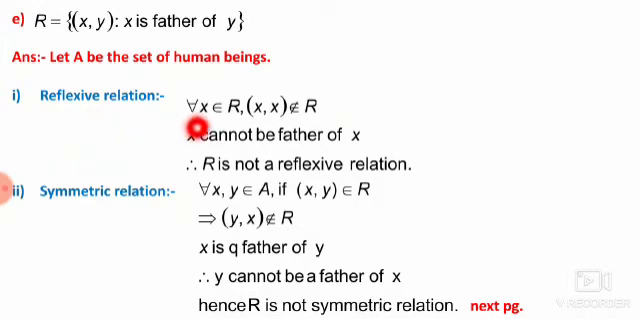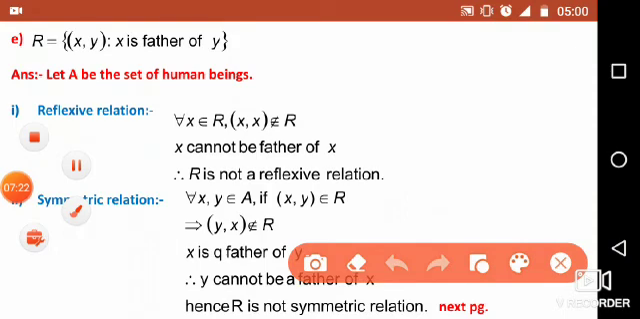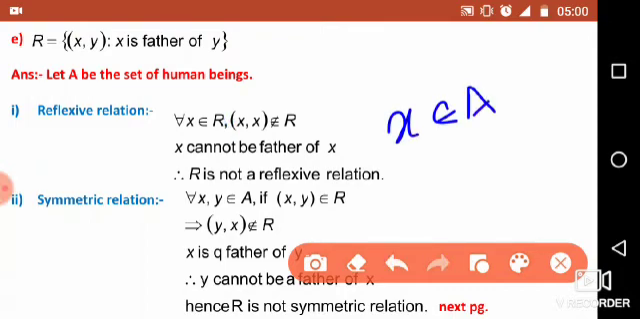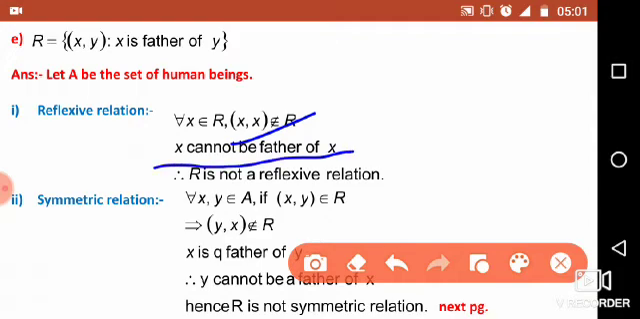To define the reflexive relation, we need one human being belonging to the given set A. Here, for all x belongs to A, dear student, this is an element of A, because we are saying that x belongs to A. As (x, x) does not belong to R, because x cannot be a father of itself, or x cannot be a father of x. Therefore, R is not a reflexive relation.